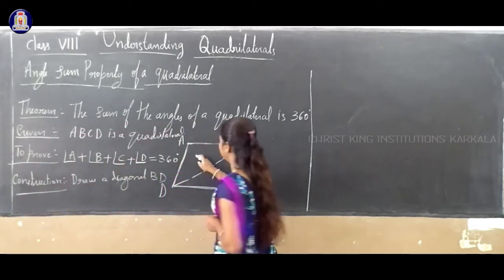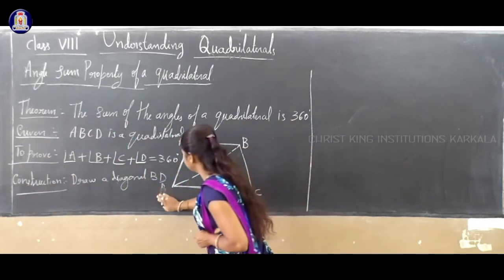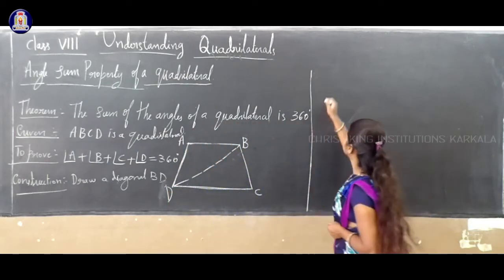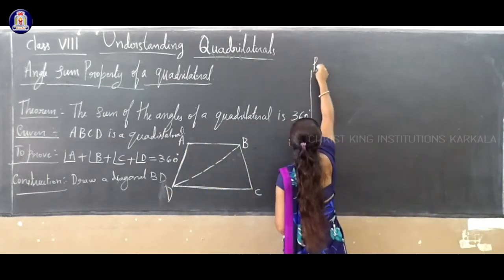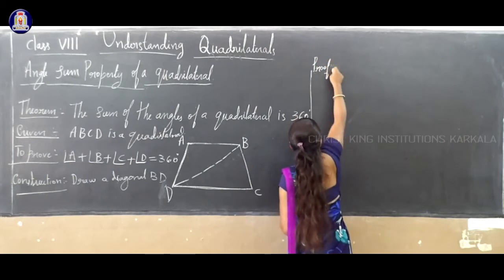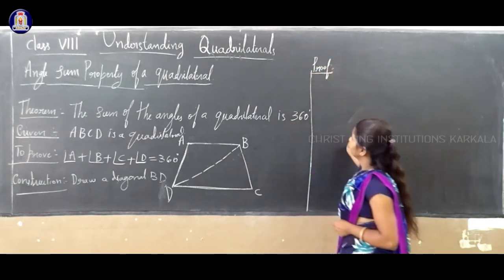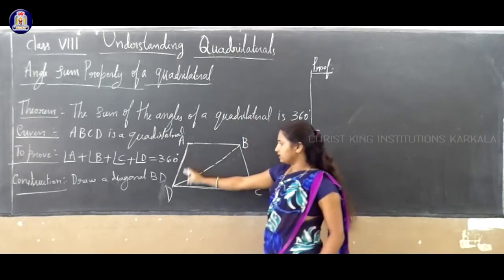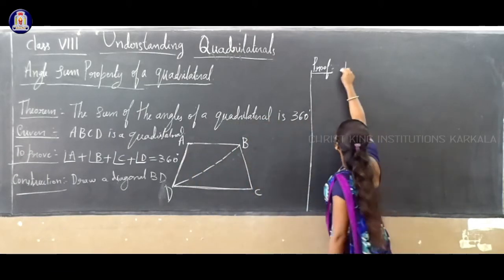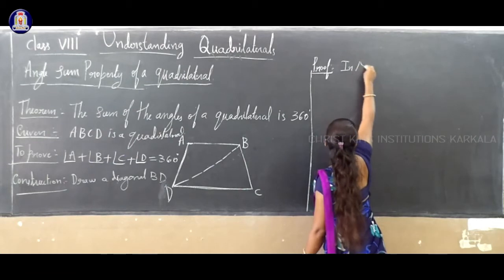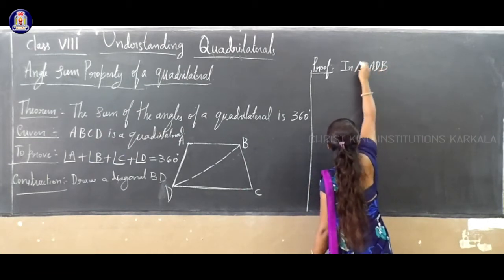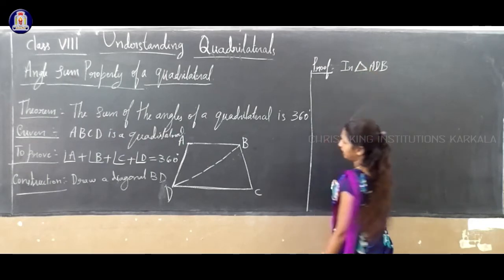Now by using these 2 triangles, this is angle D. Now write the proof. First you have to consider the 2 triangles. One is the triangle ADB. So in triangle ADB, now you have to see only the triangle ADB.